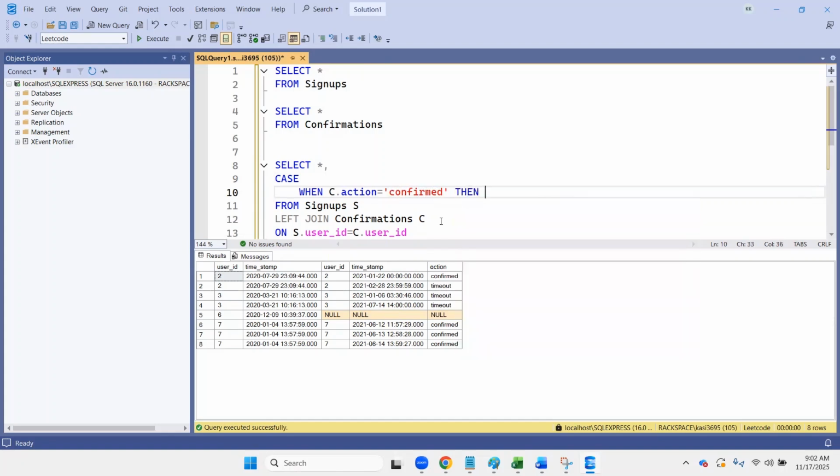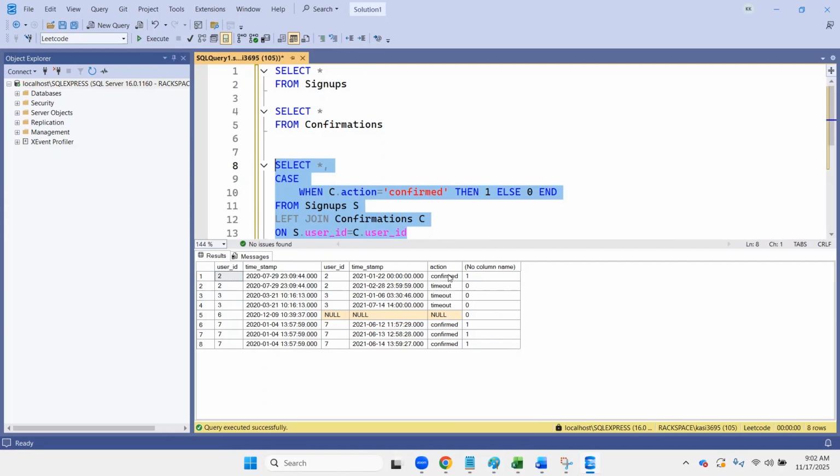Then we want 1 else 0, and okay. So this is the numerator. So let me run this. So we are getting one extra column here. Yeah, extra column: wherever you see the confirm action column, it will return 1, else 0. Okay. And now we are preparing the denominator.